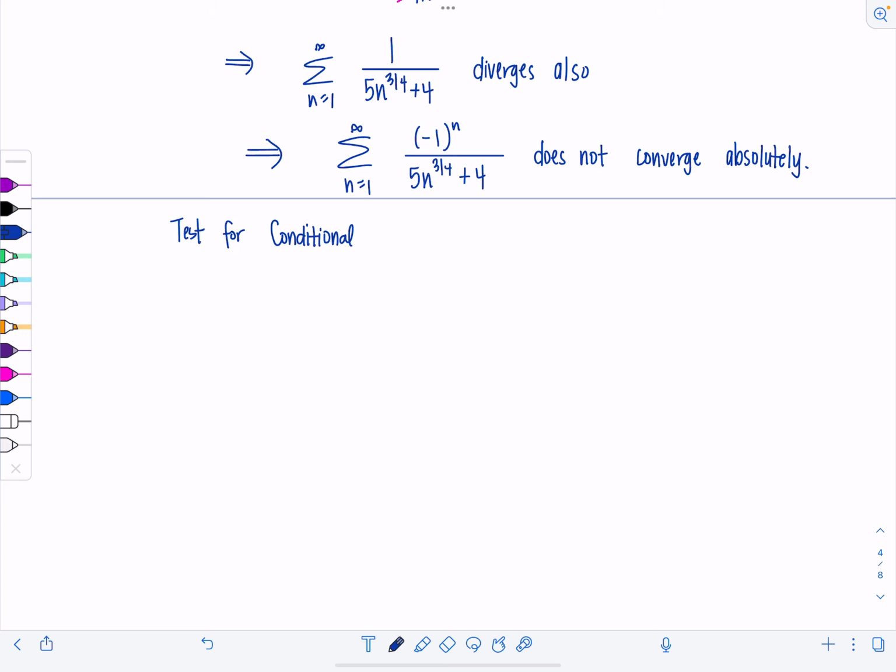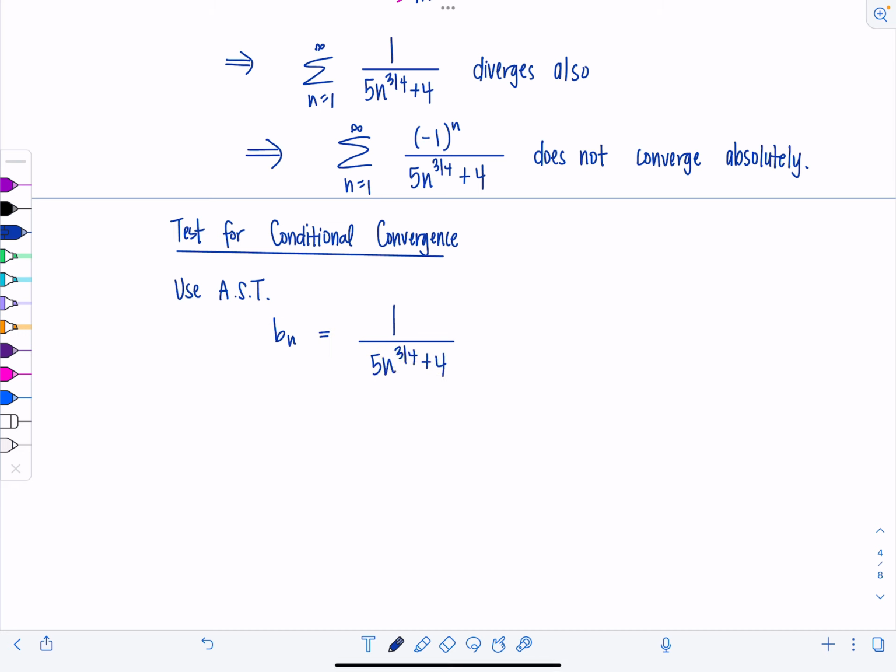When you're checking for conditional convergence, you will always use AST. Okay, my students love it when I say always. So here's a big deal, guys. We're going to use AST. Okay, so for AST, we call bn the absolute value of the terms. bn is the same as the absolute value of an. So it's going to be 1 over 5n to the 3/4 plus 4.